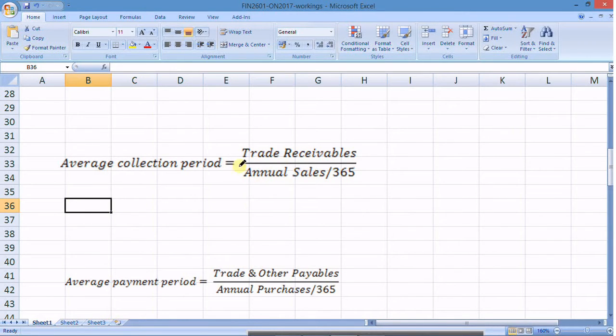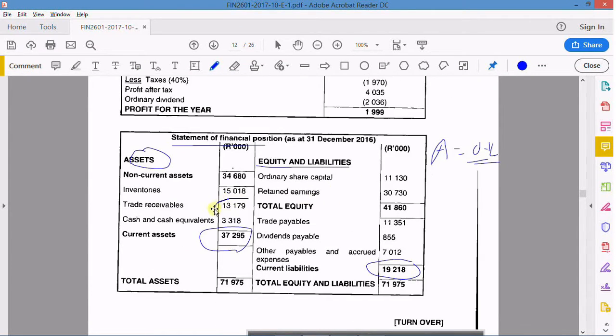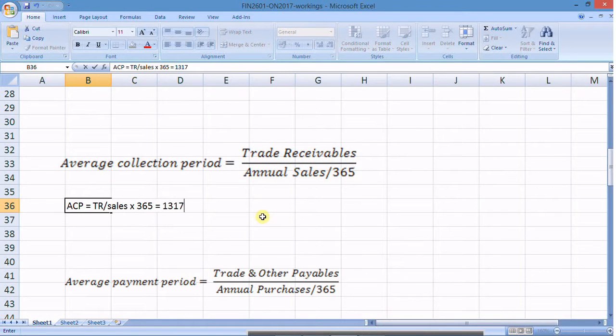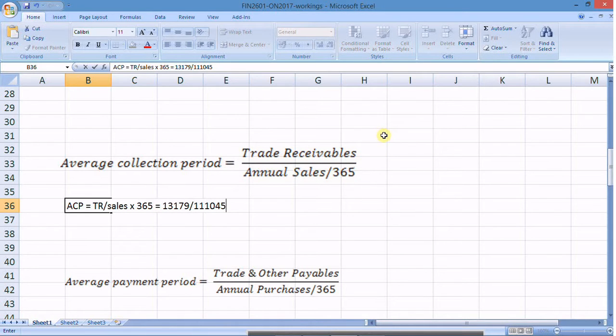Average collection period. Remember, you can write the formula like this, or you can write it like this. Average collection period equals trade receivables divided by sales times 365. I prefer doing it that way, but it doesn't matter which way you do it, you get the same answer. Trade receivables, here it is: 13179. 13179 divide by sales. Go up, there's your sales: 111045. 111045 times 360, because the question said use 360. Only because the question said use 360 do we use 360.